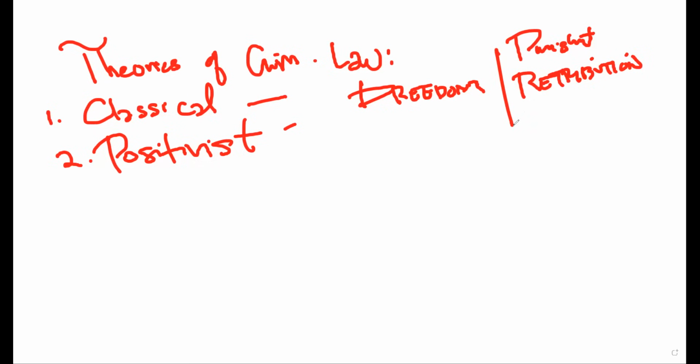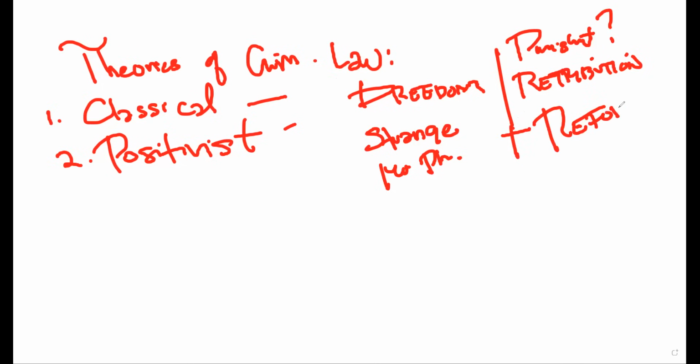But this is the classical. And so far as positivist theory is concerned, man daw is imbued with a strange, morbid phenomenon which compels him to do something which is against his own volition. And what is the purpose of punishment in positivist? The purpose is for reformation.